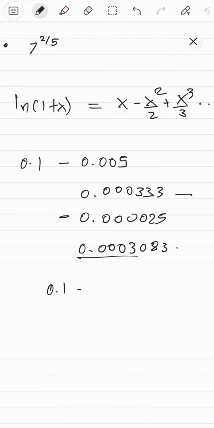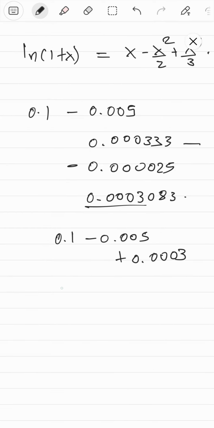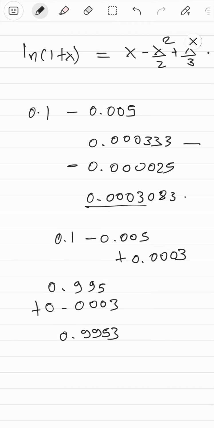So you get 0.1 minus 0.005 plus 0.0003. That's good enough. So 0.1 minus 0.005 is 0.095, plus 0.0003, so 0.0953, I guess that should be good. And what's the actual answer?